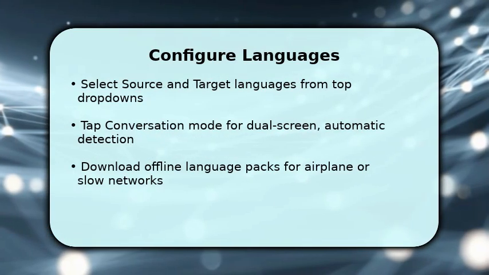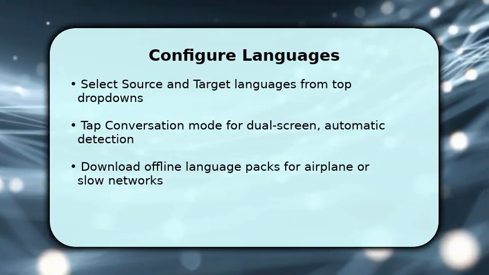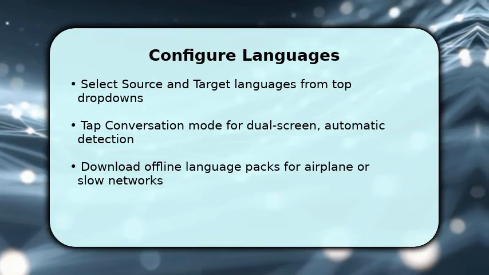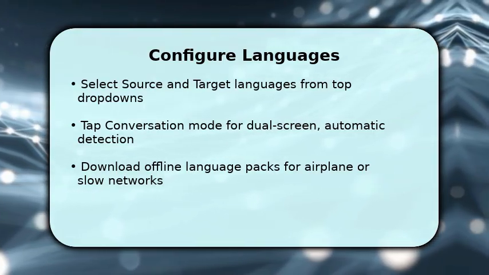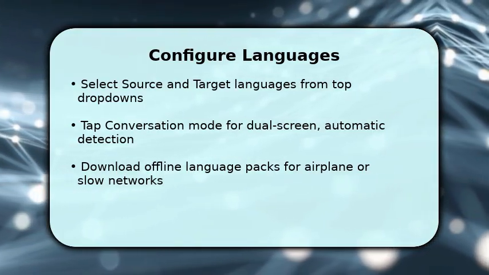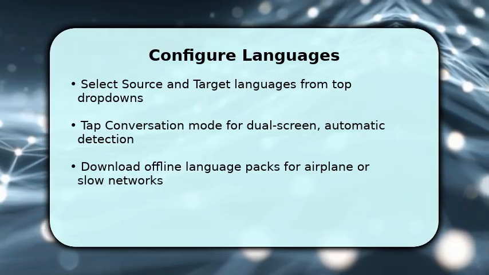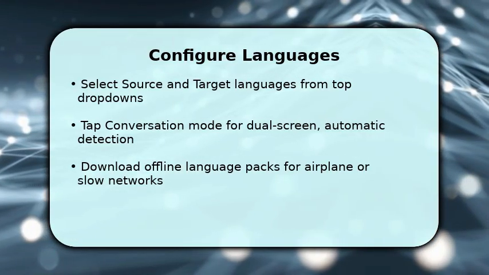You now configure how translation works. First, open the app and choose your source language and the language you want to translate to. If you're unsure, enable Detect Language for automatic recognition. Once selected, tap Conversation to use split screen mode and allow two people to speak naturally.